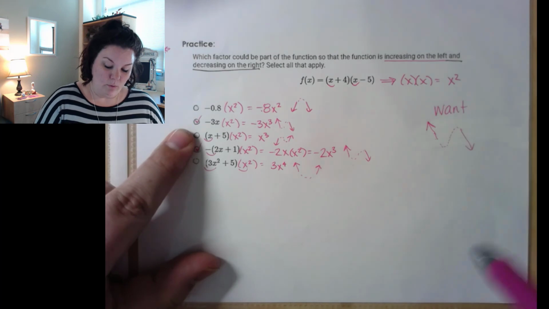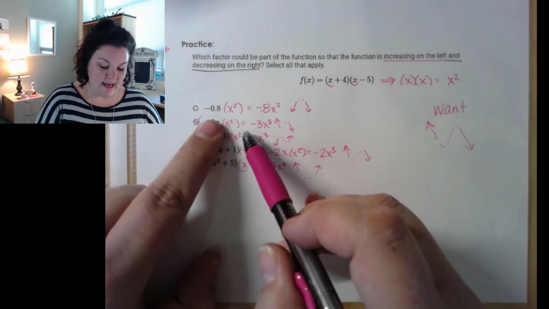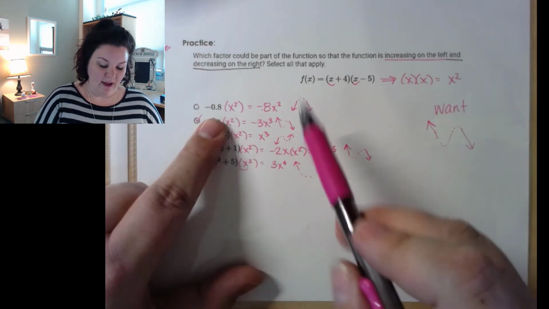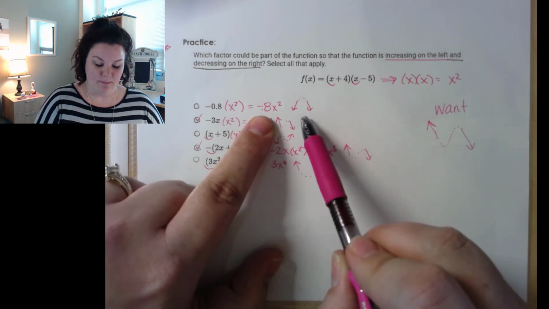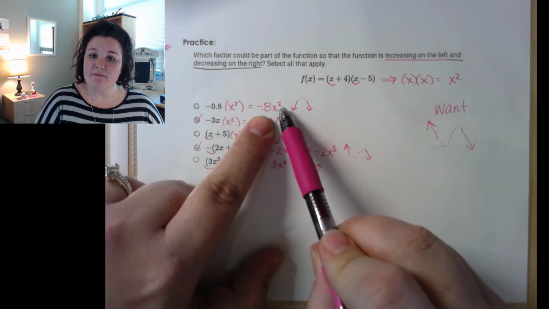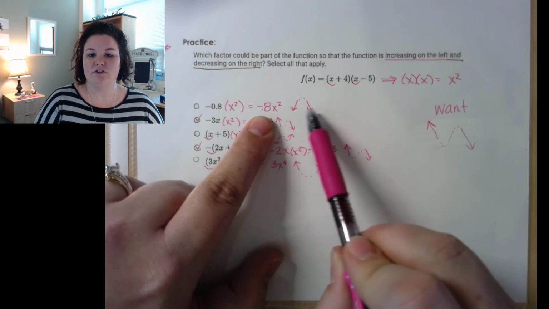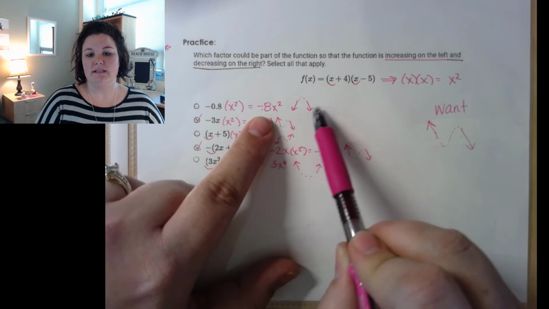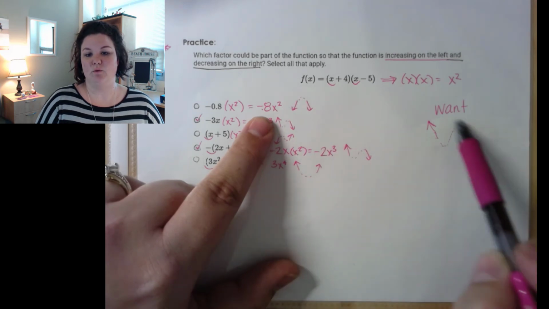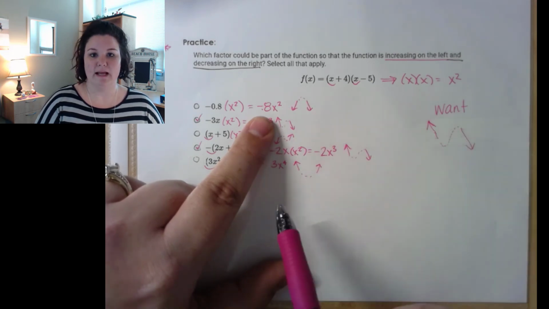Okay, so when I multiply my x squared by negative 0.8, I'll have a negative leading coefficient, which means right side down. And because it's a square and an even exponent, then the ends are doing the same thing. So if the right side's going down, this one's going down. Which notice this shape does not match what I want. So that is not part of my answer.